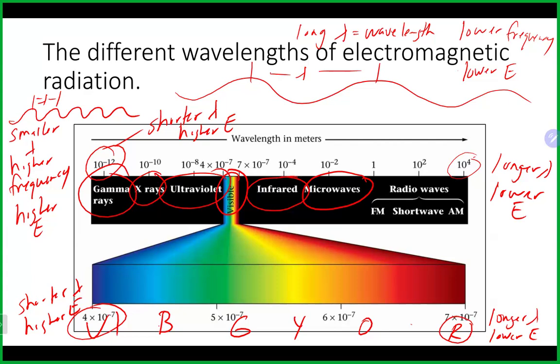So this is the electromagnetic spectrum. You do need to know it in the sense of which one would be higher in energy, which one would be lower in energy, longer wavelength, shorter wavelength. You don't need to know exact numbers per se, but you would need to be able to put it in order. That includes the actual colors.